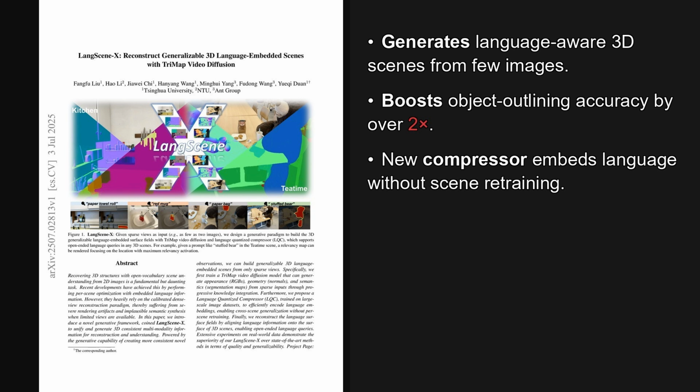To wrap up, LangScene-X presents a really promising new direction. It succeeds at building these generalizable, language-aware 3D scenes from just a handful of images, which is a major leap over older methods. The two big ideas are the TriMap Video Diffusion model, which cleverly generates consistent color, geometry, and object information, and the language quantized compressor, which efficiently encodes language without needing per-scene retraining. Together, they create more accurate and versatile 3D worlds.